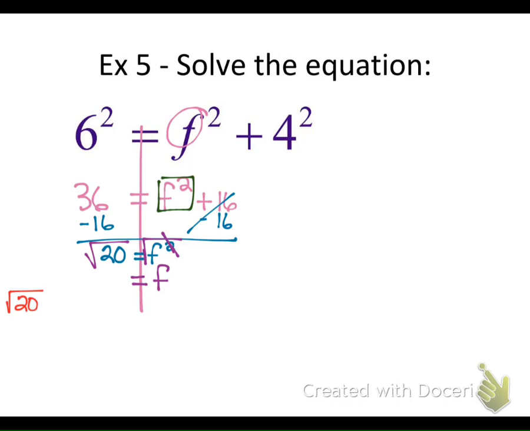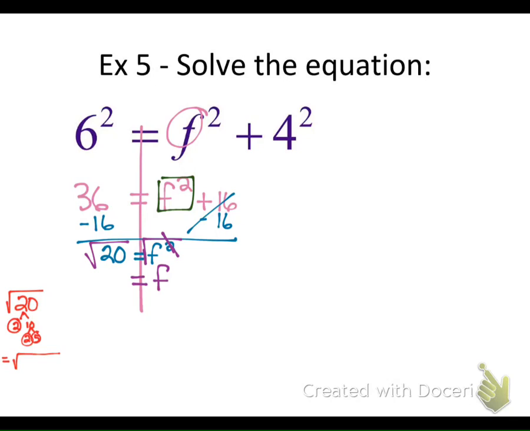So I have to think, what two numbers can I multiply together to get 20? Okay, so 2 and 10. 2 is prime, so I circle it. 10 is composite. So what two numbers can I multiply together to get 10? Okay. So I'm going to drop down here. Because it's a square root, I put my square root sign. Michael, do you remember what I put under my square root sign? Do you know what I put under my square root sign here?